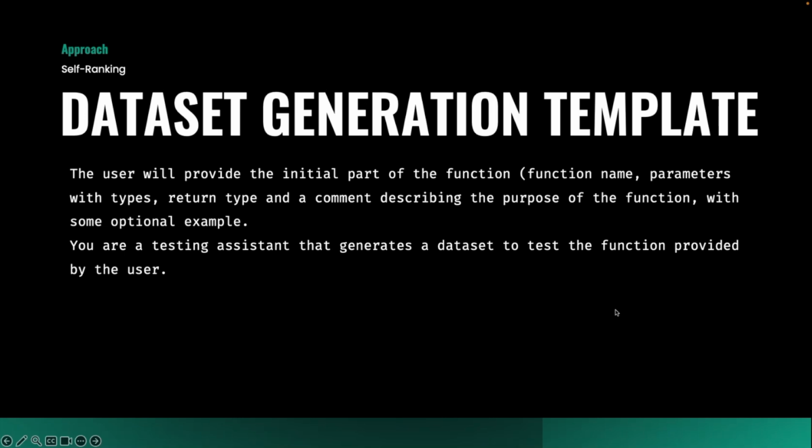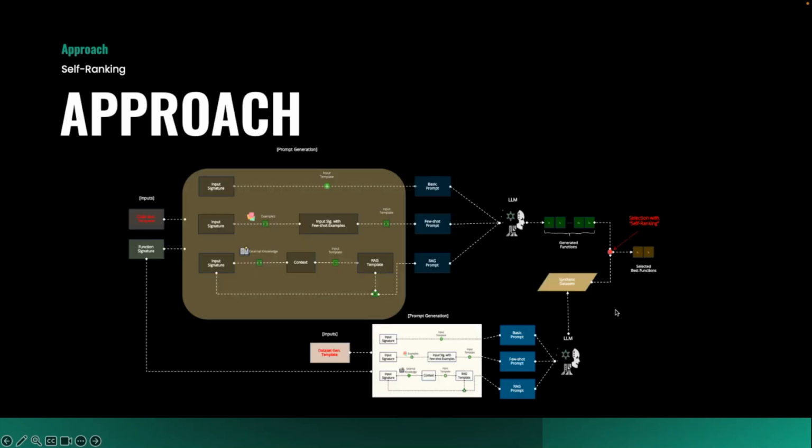So this is the final approach here, where you have the branch that I showed before to generate the code, and then the same idea using few-shot, basic, or RAG to generate also a data set. And here with the data set, we can rank these functions and keep only the ones that the LLM thinks perform better than the others.